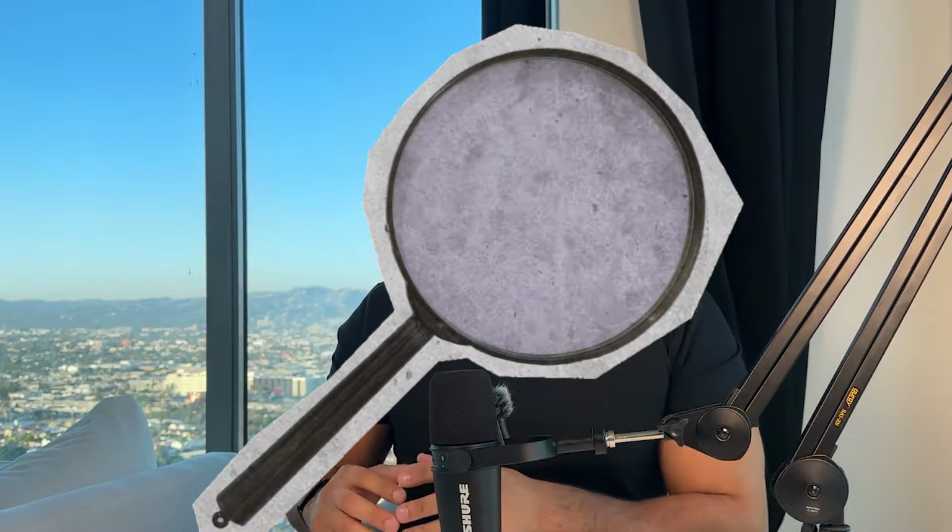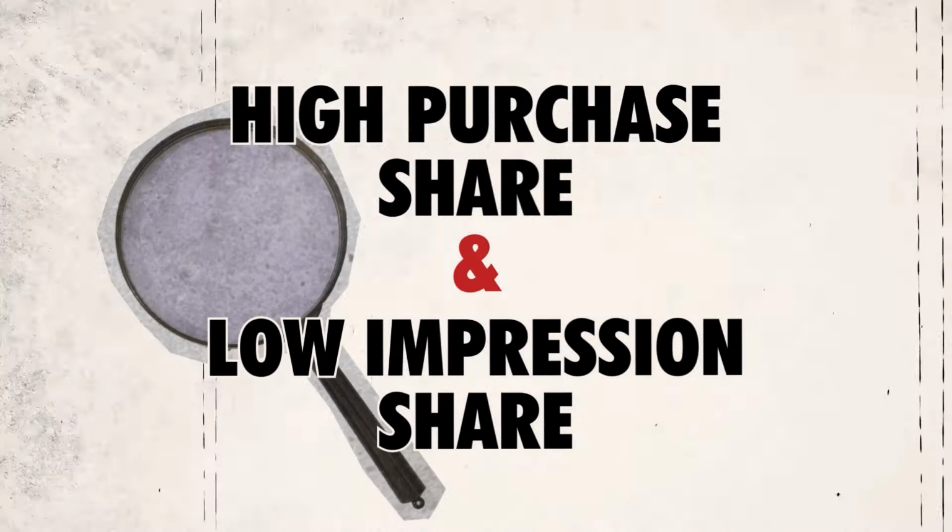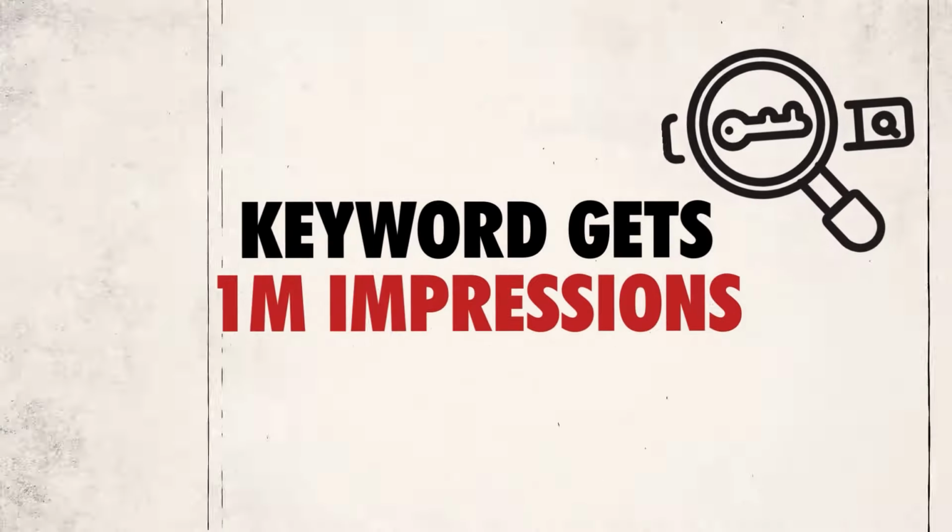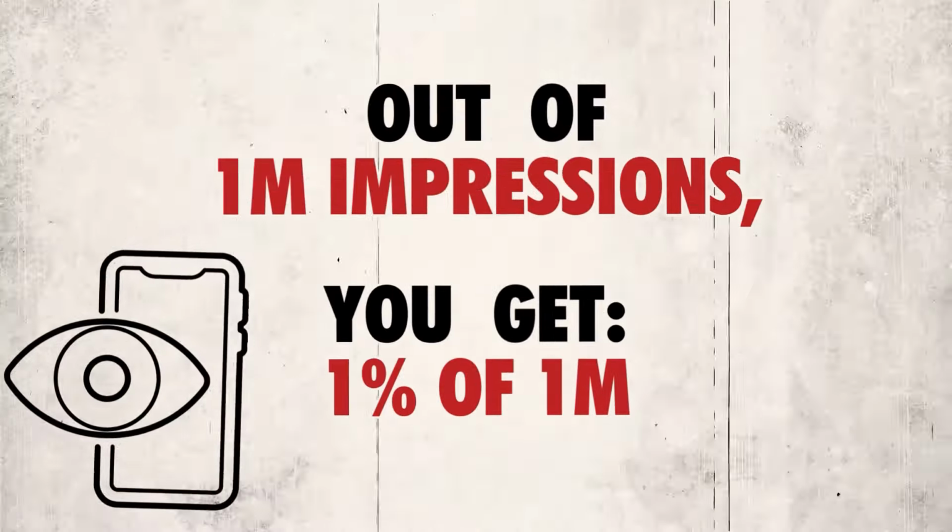So what I'm looking for is keywords with a high purchase share and a low impression share. So what does that mean? Out of the people that come into the listing from a certain keyword, there is a high percentage of them that convert on that keyword. But out of the total impressions of that keyword, I only have a small percent. So let's say the keyword gets 1 million impressions. I'm getting 1% of that. And out of that 1%, I'm converting like 15 or 16%. That's very, very good because out of the people that come into the listing, a lot of them are converting.